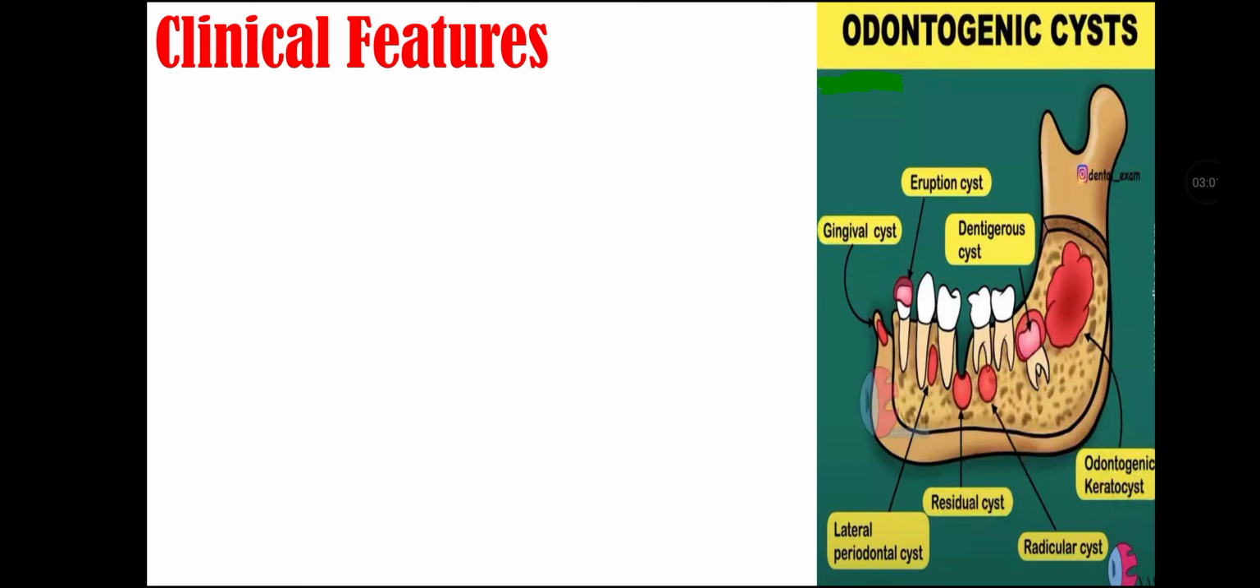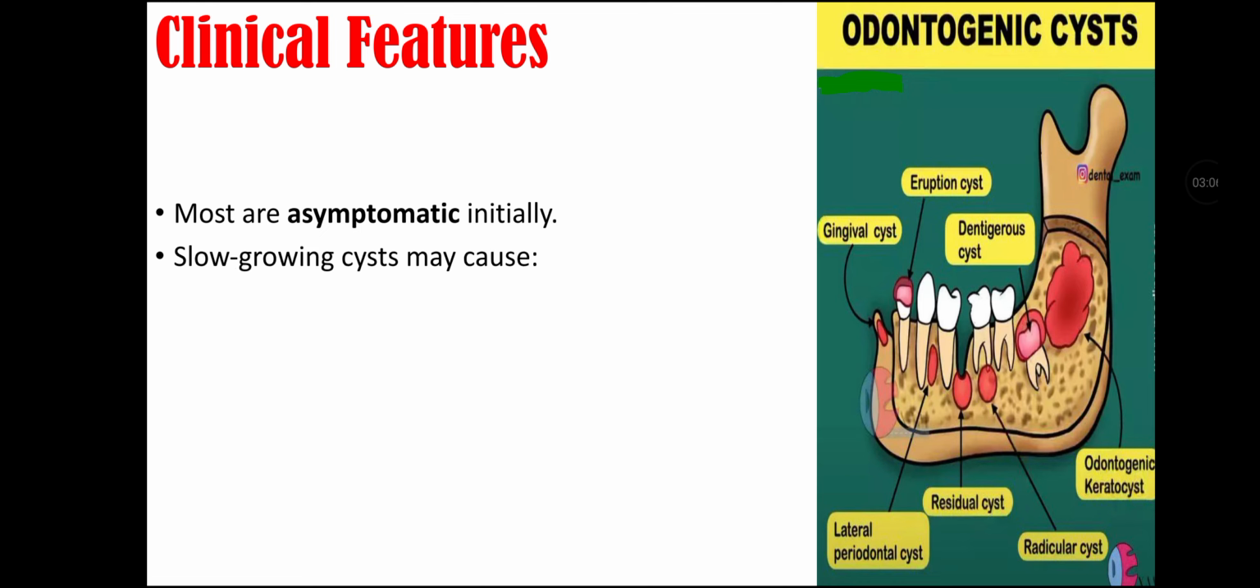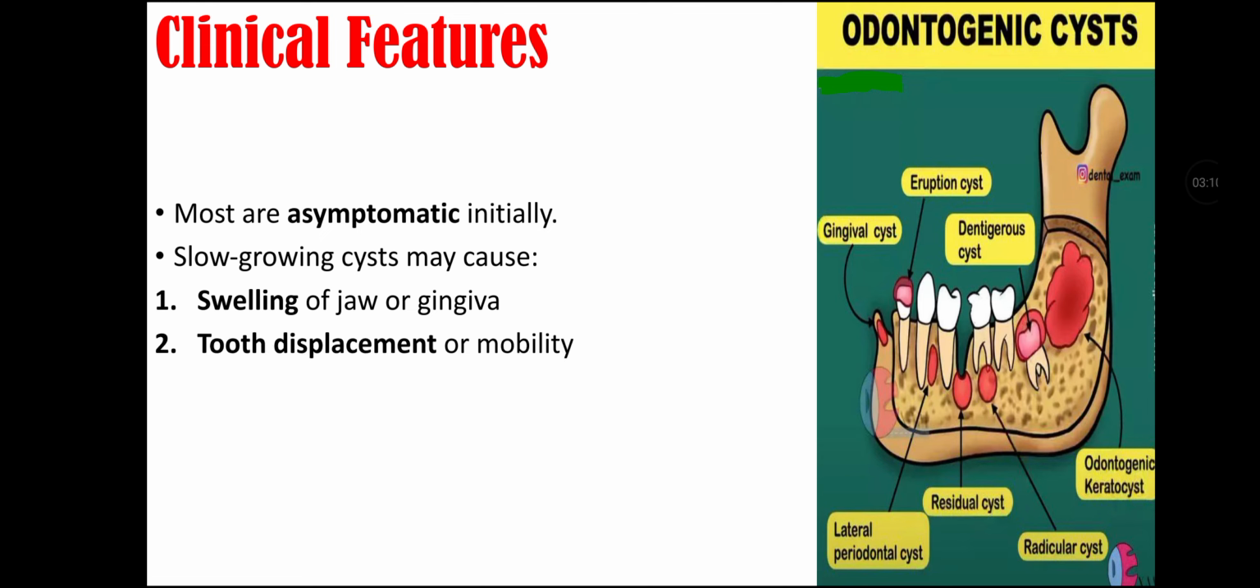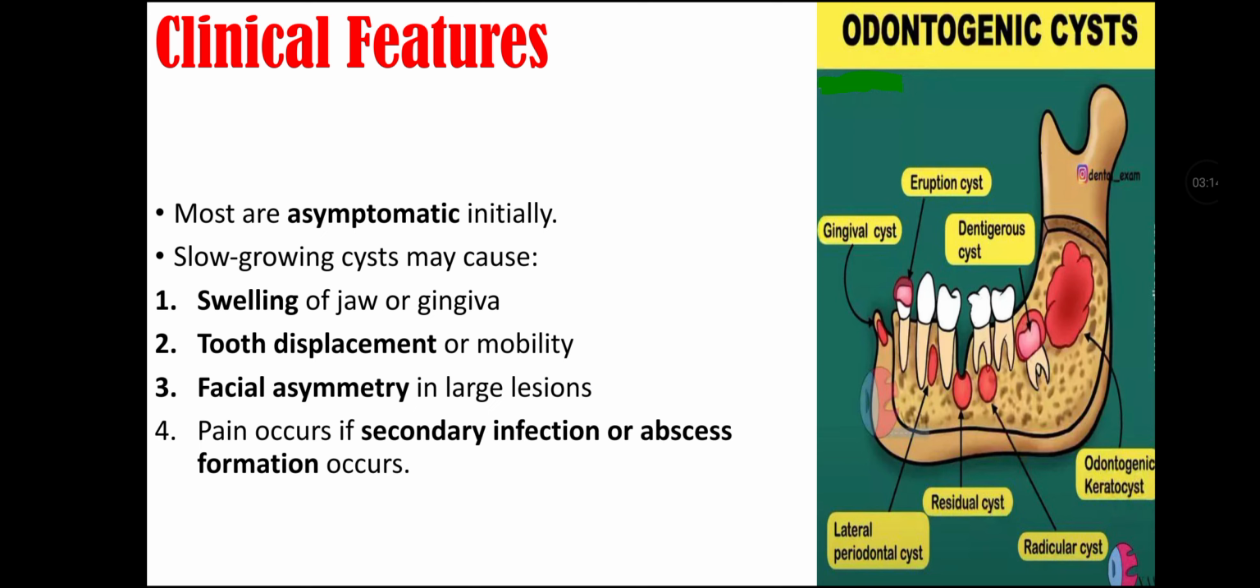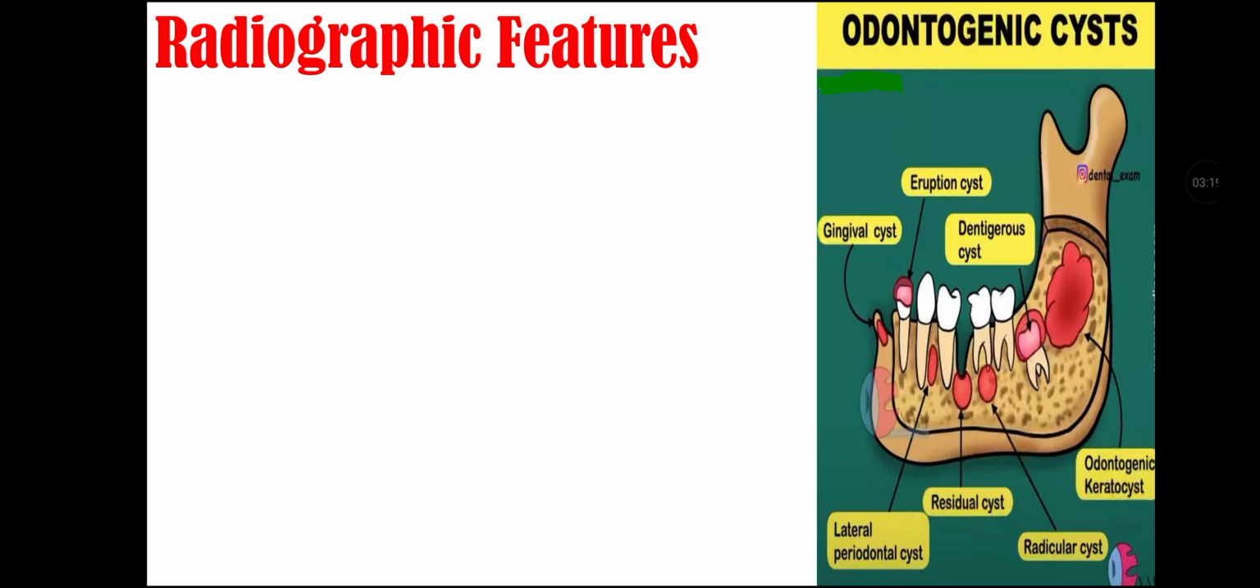Clinical features of odontogenic cyst. They are mostly asymptomatic initially, but they are slow growing cysts and they may cause swelling of jaw or gingiva, tooth displacement or mobility, facial asymmetry in large lesion, and pain occurs if secondary infection or abscess formation occurs.